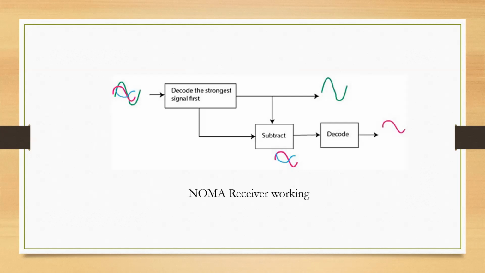So this is a very basic representation of SIC. Let's suppose we have multiple users. We'll decode the strongest signal first, which is the easiest signal to decode, and then we'll subtract it from the overall signal, and then we'll repeat this loop until we get our original user signal, which is the required signal.